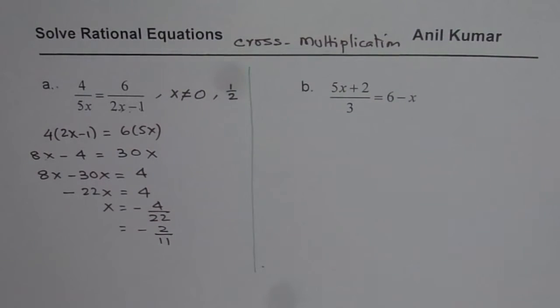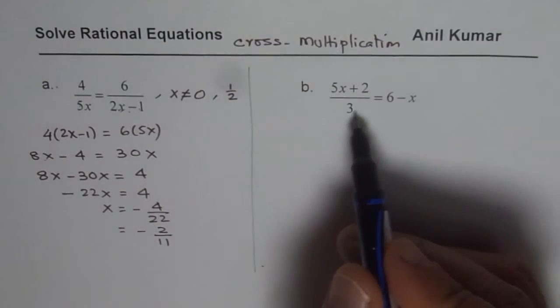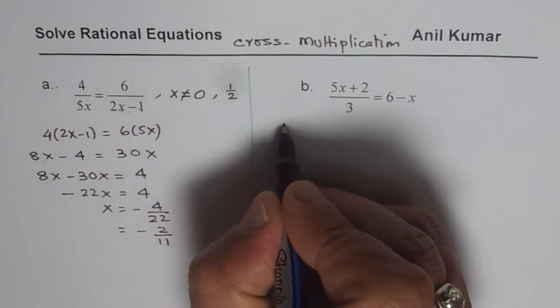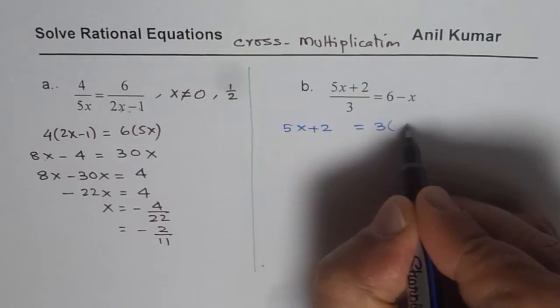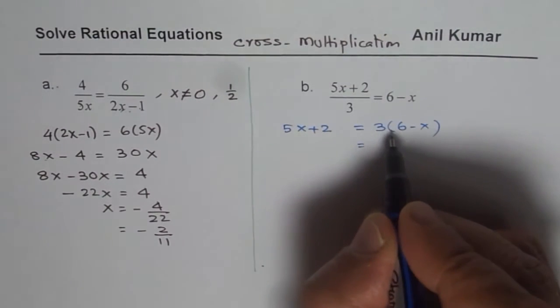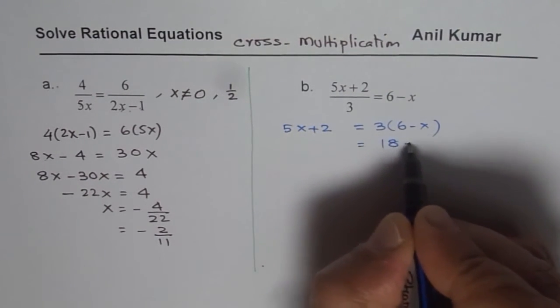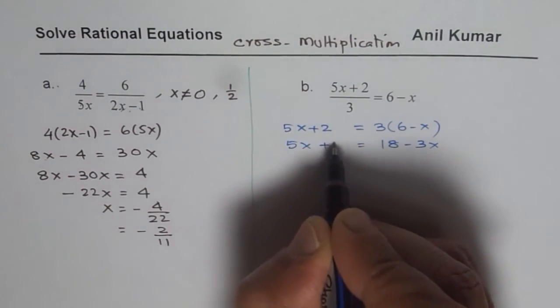The next equation basically is a linear equation, if you see. But the strategy is kind of the same. We'll cross multiply here also. So we have 5x plus 2 equals 3 times 6 minus x. So we can expand the right side, which is 3 times 6 is 18 minus 3x. On the left side we have 5x plus 2.